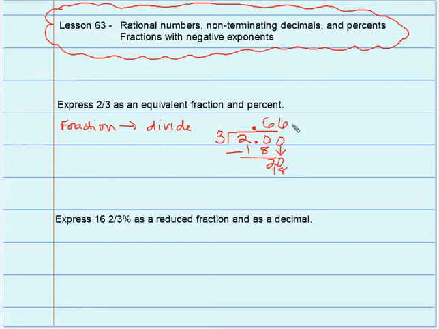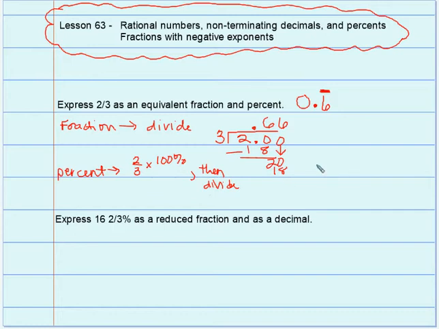Okay, so I can tell that this is repeating. So I'm going to write this as decimal point 6 with the repetitive bar over the 6. That's my equivalent decimal. Now as a percent, we need to take the fraction and multiply that times 100% and then divide.